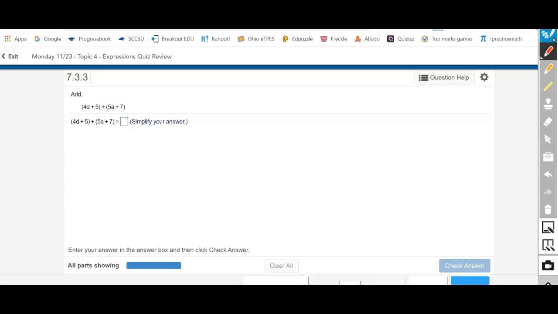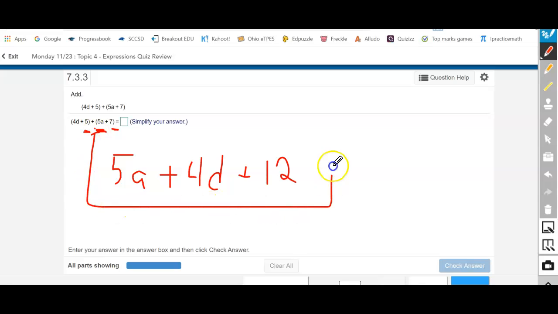Simplify. Okay, so once again, we're combining like terms. We'll start with A because that's the first letter in the alphabet. 5A has nothing like it, so it stays the same. Next one is D, 4D. And then I've got my constant terms, 5 and 7. 5 plus 7 is 12. So that's it. That's all I can do to simplify. I cannot put A's with D's. I cannot add my 12 with any of those because they're not like terms.